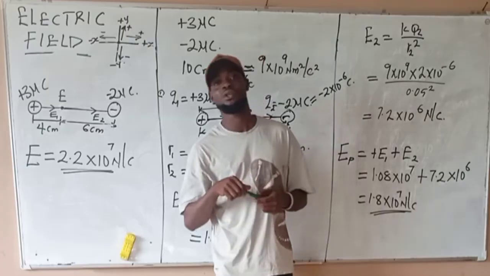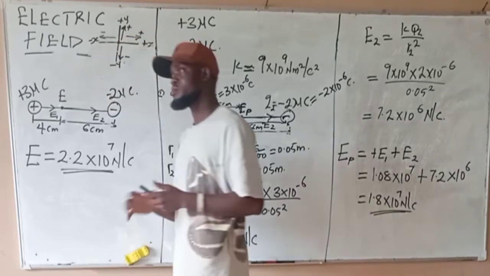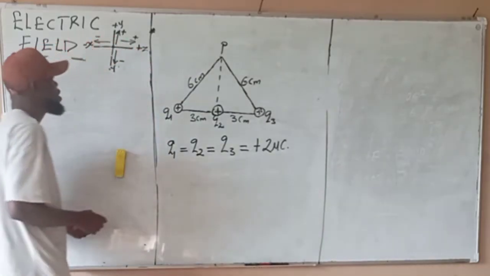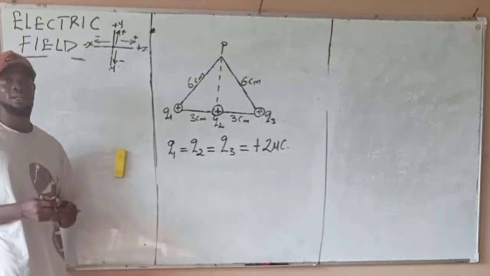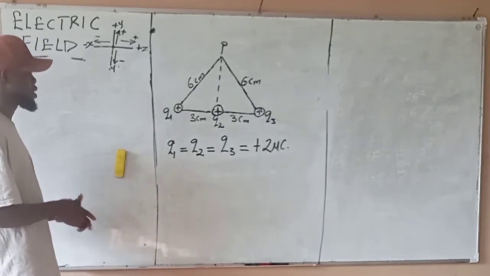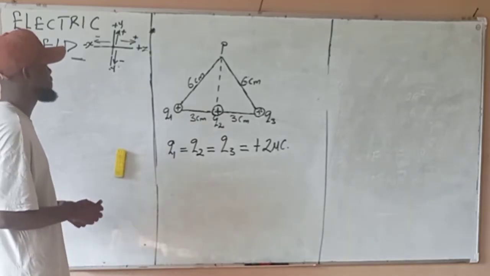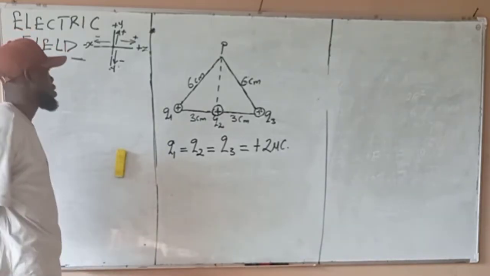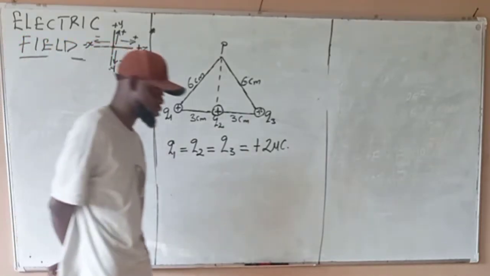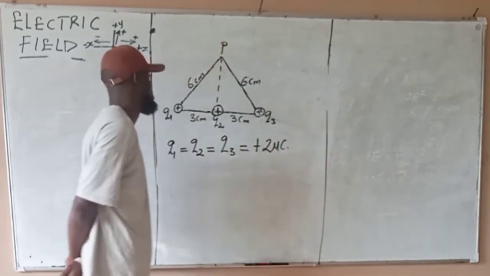Now, there is a question I would like to look at. Alright, let's look at this question. The figure below shows three point charges. Charges Q1, Q2 and Q3 are all equal to plus 2 microcoulomb. Obtain the electric field strength at point P. What will be the strength of the electric field at point P? So that's what I'm going to do now.